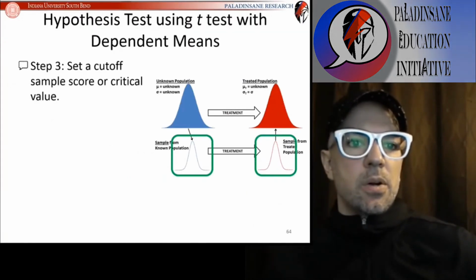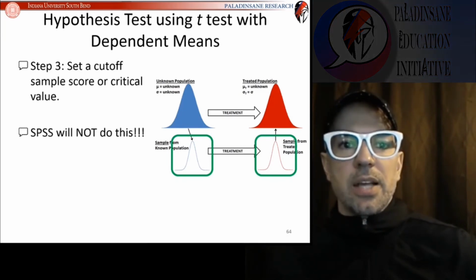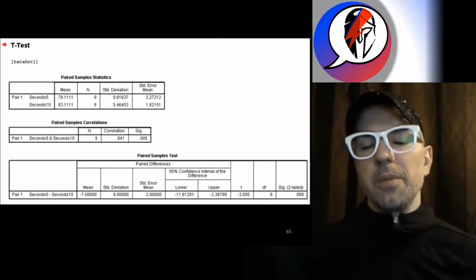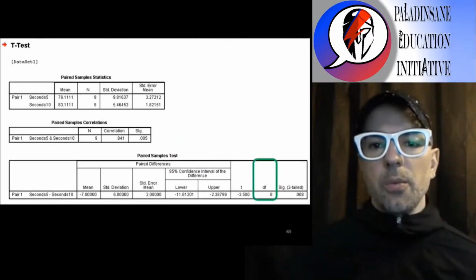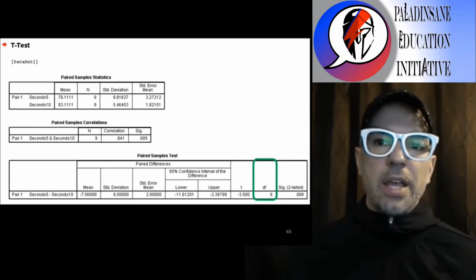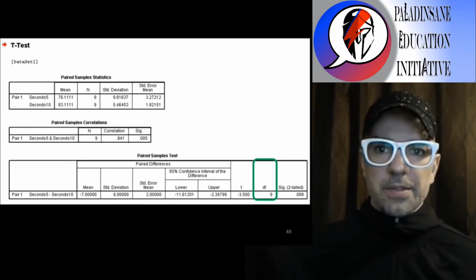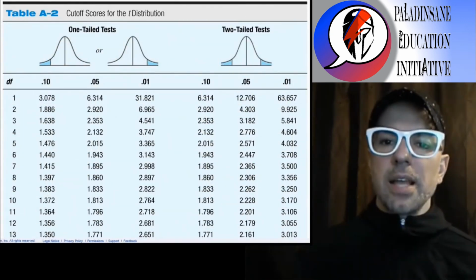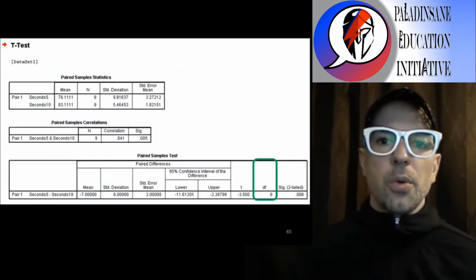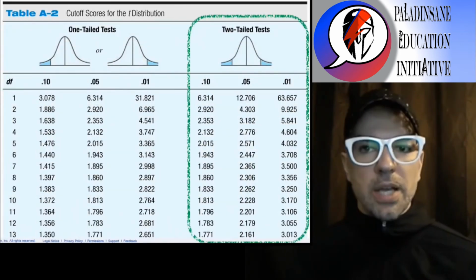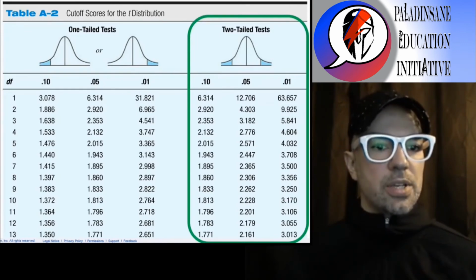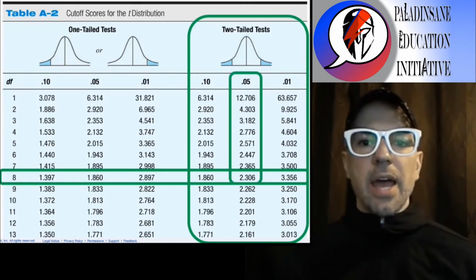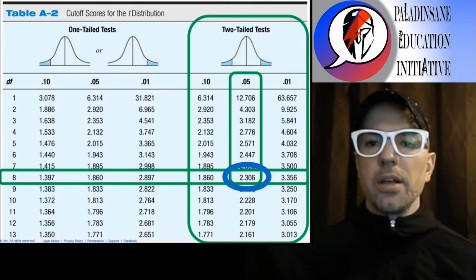So set a cutoff score, sample score, or critical value. SPSS will not do this, but it will help, because it lets you know how many degrees of freedom you have. So we can go to the table we've encountered, the cutoff scores for t-distributions, knowing that we have 8 degrees of freedom. This is a two-tailed test, we have 8 degrees of freedom, the alpha level is 0.05, and where all that intersects is a cutoff score of 2.306.